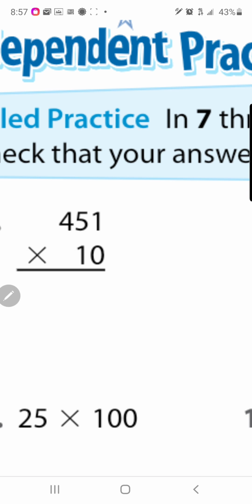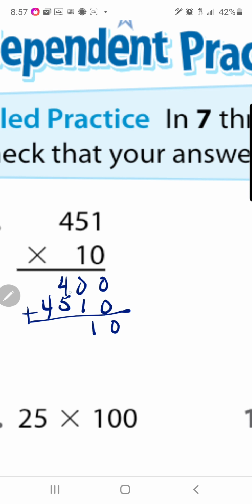Let's go ahead and multiply. 0 times 1 is 0, 0 times 5 is 0, and 0 times 4 is 0. There's your first partial product. Go ahead and put the 0 in the ones place to get started, and anything times 1 ends up being the same number. So 1 times 1 is 1, 1 times 5 is 5, and 1 times 4 is 4. Add your two partial products. 0 plus 0 is 0, 0 plus 1 is 1, 4 plus 5 is 9, and bring down the 4. So there's your product for that one.